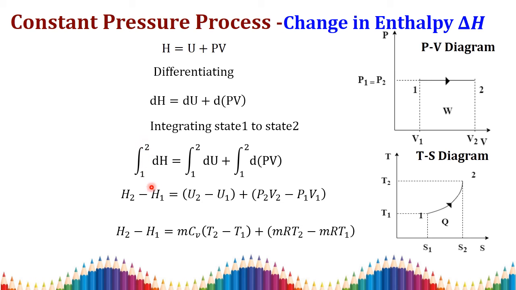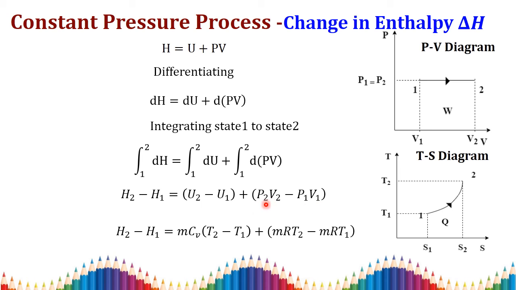The integration of dH is H, upper limit to lower limit, H2 minus H1. In the similar way, the integral of the internal energy dU is U, upper limit 2 and lower limit 1. The integral of the differential gets cancelled, so PV, upper limit to lower limit, is P2V2 minus P1V1. Here it is a constant pressure process, so P2V2 can be written as PV2 and P1V1 can be written as PV1.